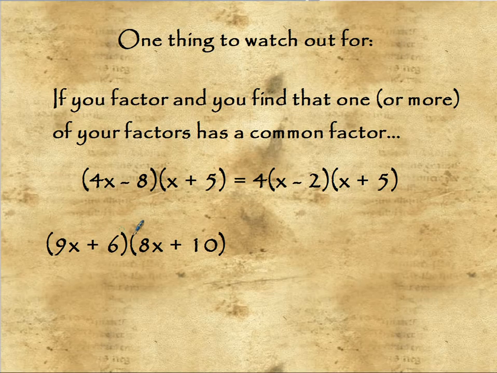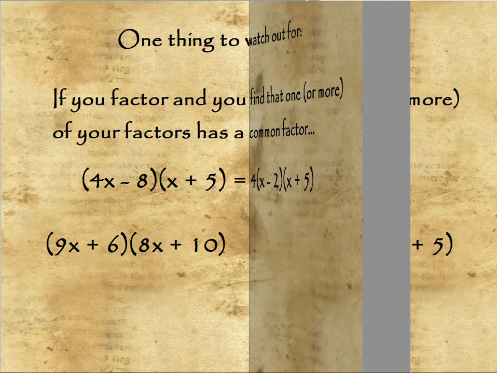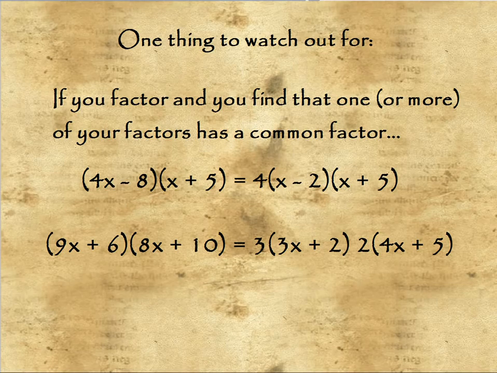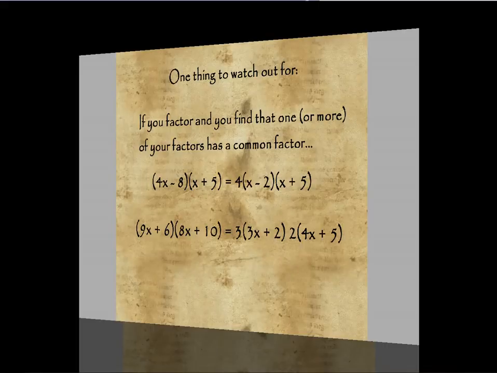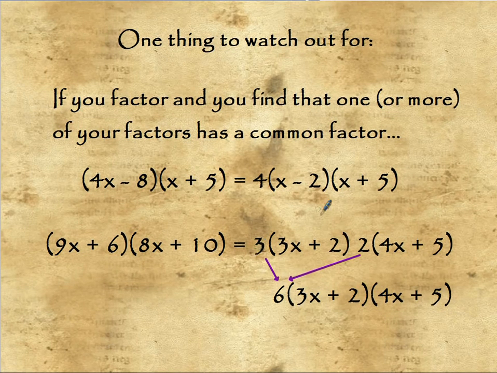Or if I had these two factors, notice the first two numbers can both be divided by 3, and the second two numbers can both be divided by 2. I could factor both of them, but I can't have two coefficients, right? Can't have two common factors, so I would just multiply them together. 3 times 2 is 6, and then I would keep the 3x plus 2 and the 4x plus 5.